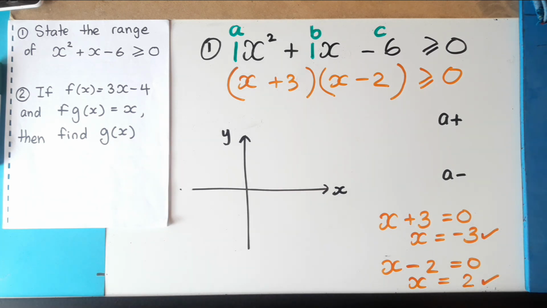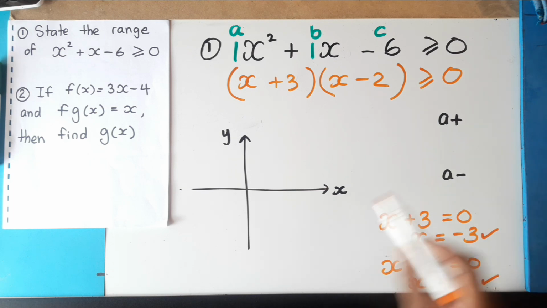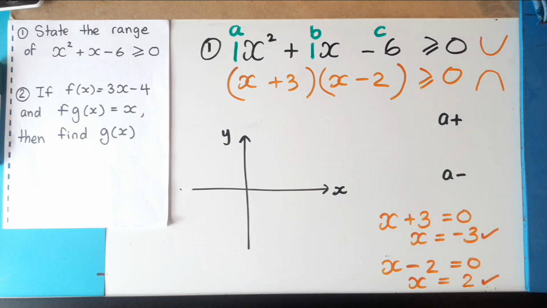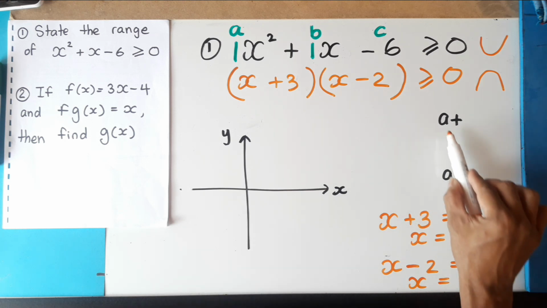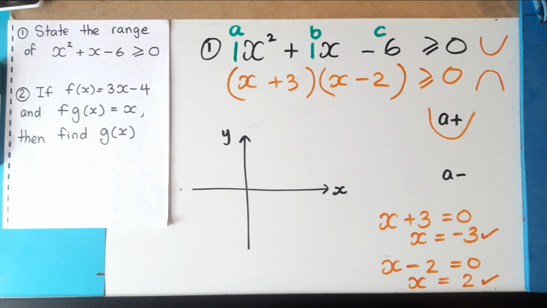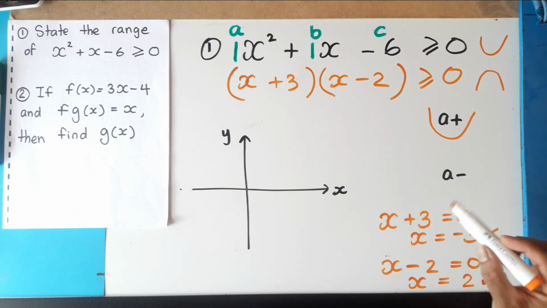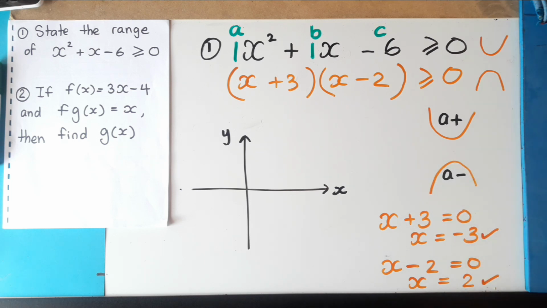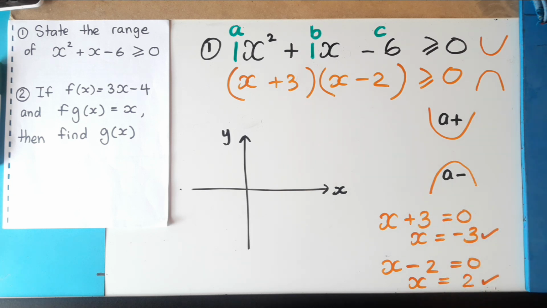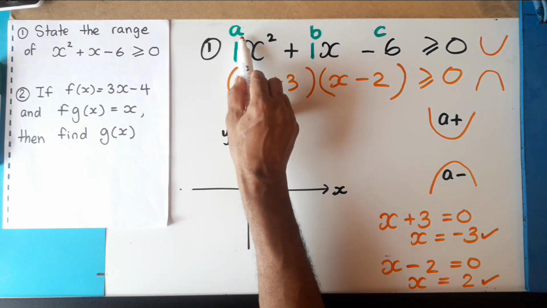When you draw a quadratic, you either get a U-shaped curve or a rainbow-shaped curve. How do you know what shape you're going to get? Anytime a is a positive value, you always get a U-shaped curve, better known as a minimum curve. If a is a negative value, then you get a rainbow-shaped curve, better known as a maximum curve.